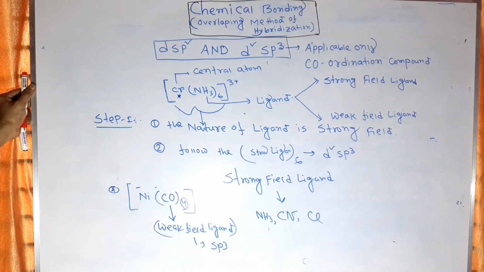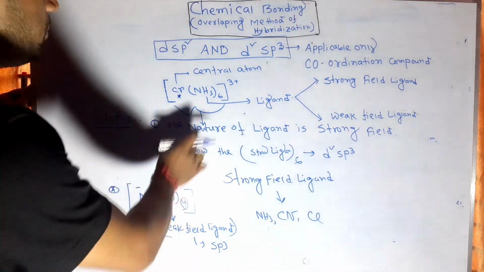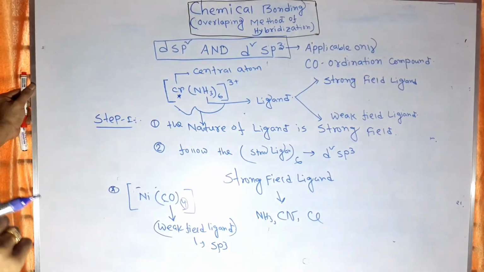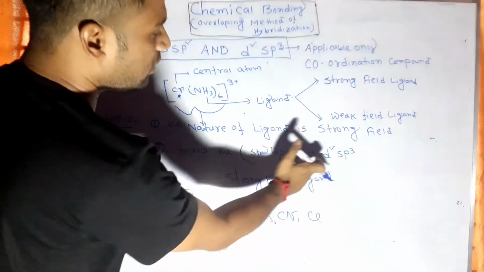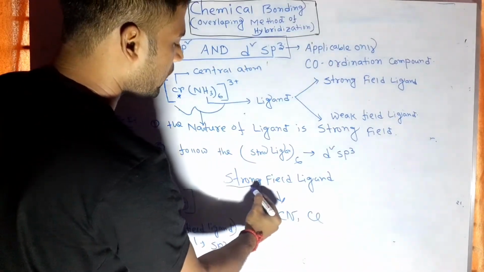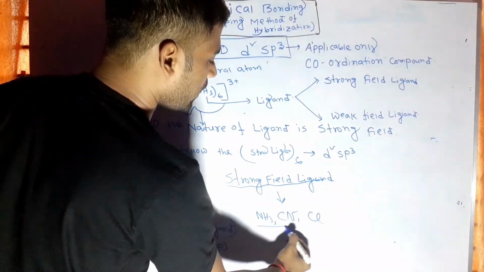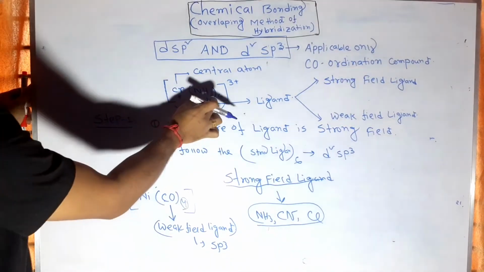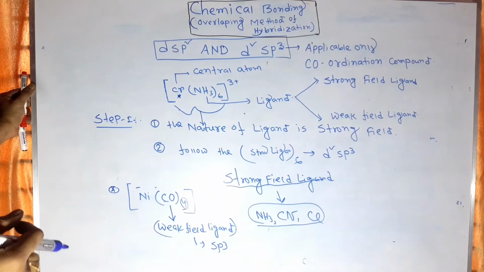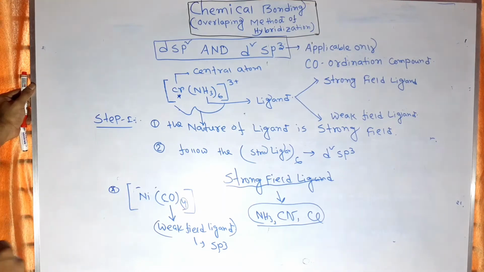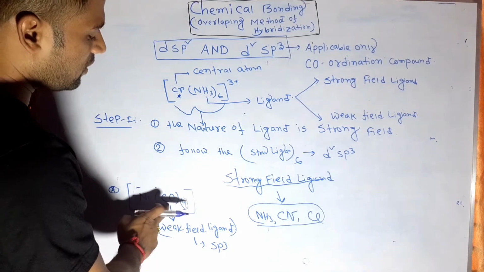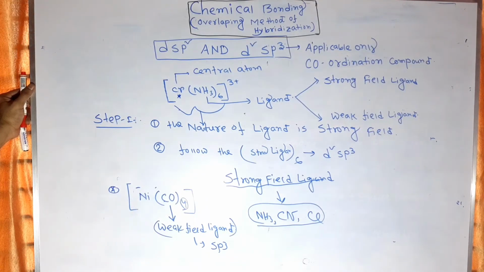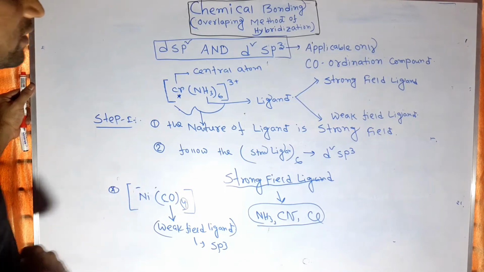This is the simple process for the MCQ question. If it contains a strong field ligand, then a special type of hybridization is used. If the number is 6, then d2sp3. What are examples of strong field ligands? NH3, CN and Cl. If the coordination sphere contains a weak field ligand, then the hybridization is normal hybridization. This is a coordination compound, but it contains a weak field ligand.